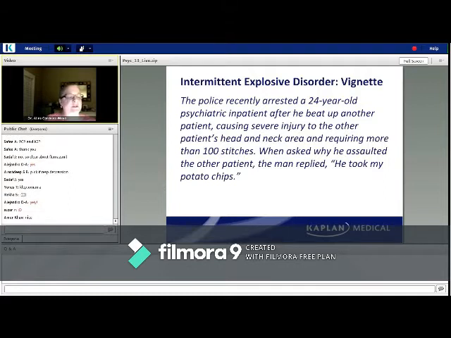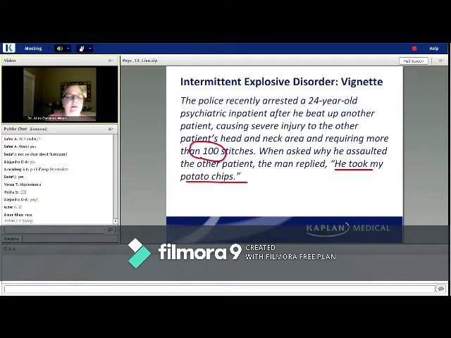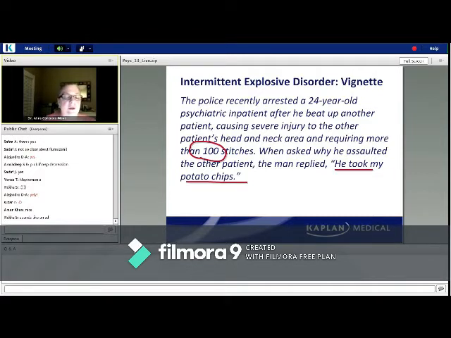Intermittent explosive disorder. The police recently arrested a 24-year-old psych inpatient after he beat up another patient, causing severe injury to the other patient's head and neck and requiring more than 100 stitches. When asked why he assaulted the other patient, he said, "He took my potato chip." This was actually a guy I had in New York. So you did something, and this guy reacted out of proportion. That's what intermittent explosive disorder is all about.